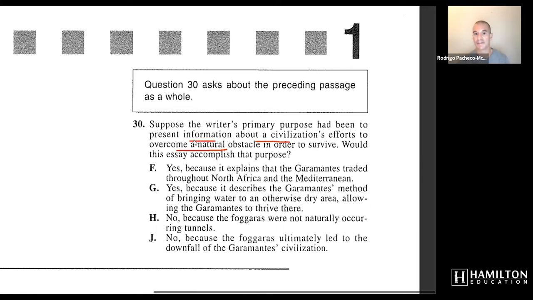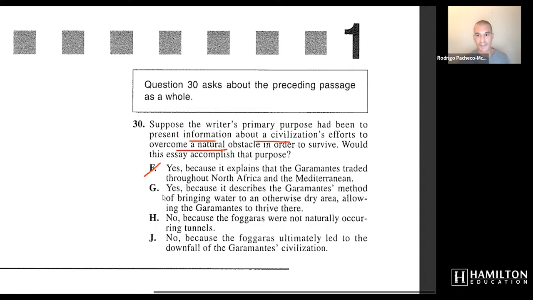And this passage is also informative. It wasn't a narrative, it wasn't argumentative. So we know just by thinking about this passage that the answer here is going to be yes. Let's take a look at the answer choices. So F says yes, because it explains that the Garamantes traded throughout North Africa and the Mediterranean. That's not the focus of the essay here. Again, it's about the tunnels, the system of tunnels that they built. So we can eliminate F.